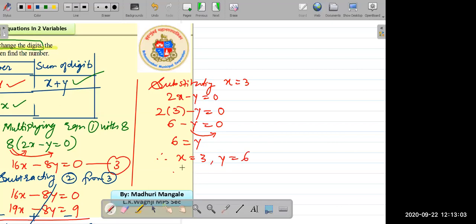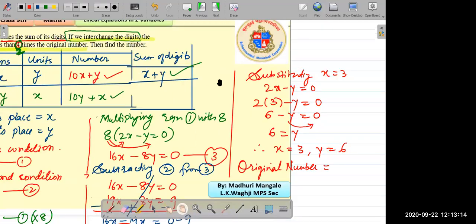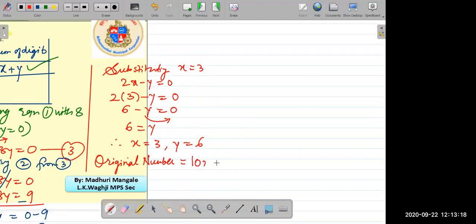And now we know the original number. What is the original number? That was of the form, let me show it to you in the table. The original number is 10x plus y, correct? So we need to write it out over here, 10x plus y, and substitute the values of x and y. That would be 10 times 3 plus y, that is 6. So that would be 30 plus 6, and the number is 36. So that's how we complete this problem.